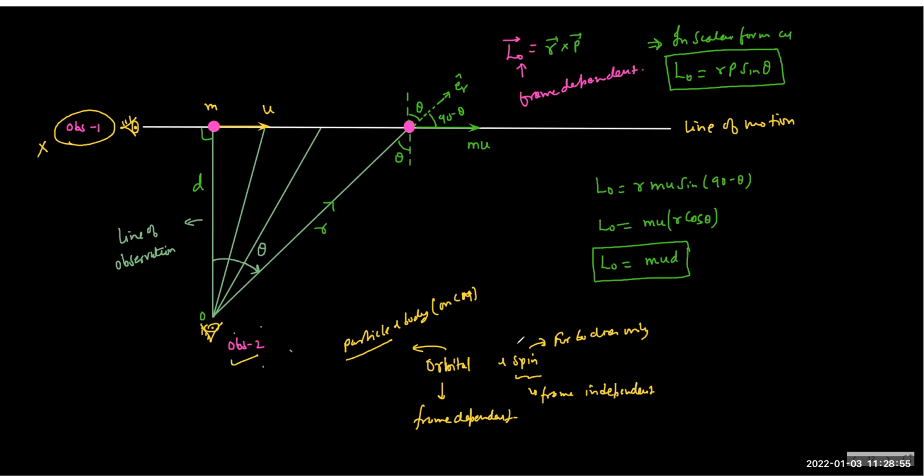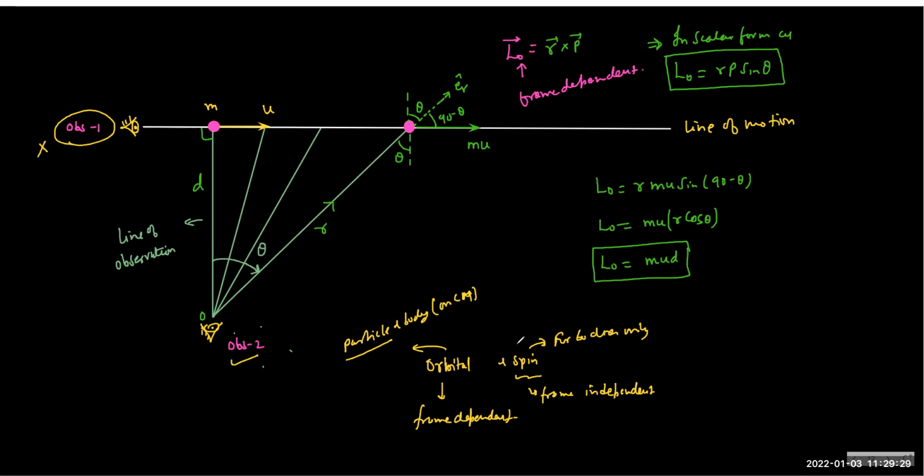Every body in nature will have 2 types of angular momentum, one frame dependent called orbital, one frame independent called spin. Every particle may have orbital angular momentum depending on the observer. So if the observer is on the line of motion, then there is no angular effect, so there is no orbital angular momentum.